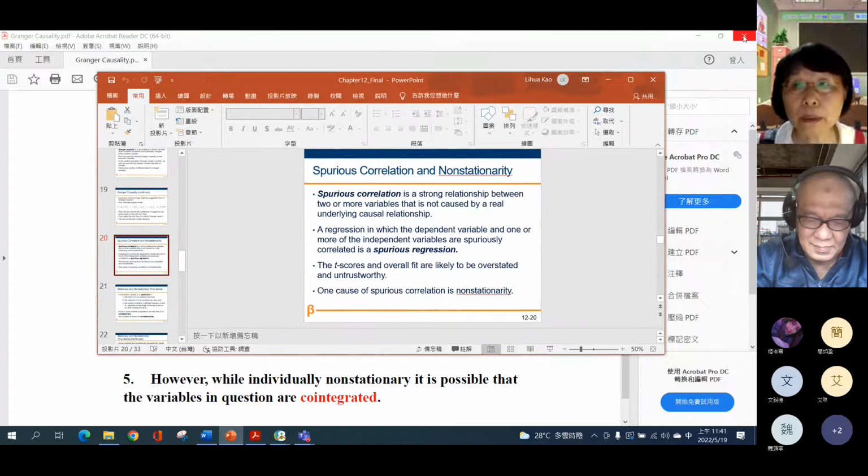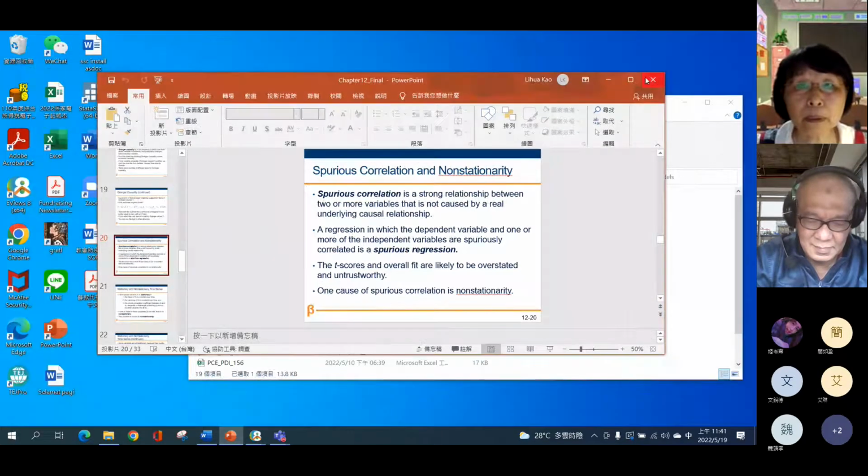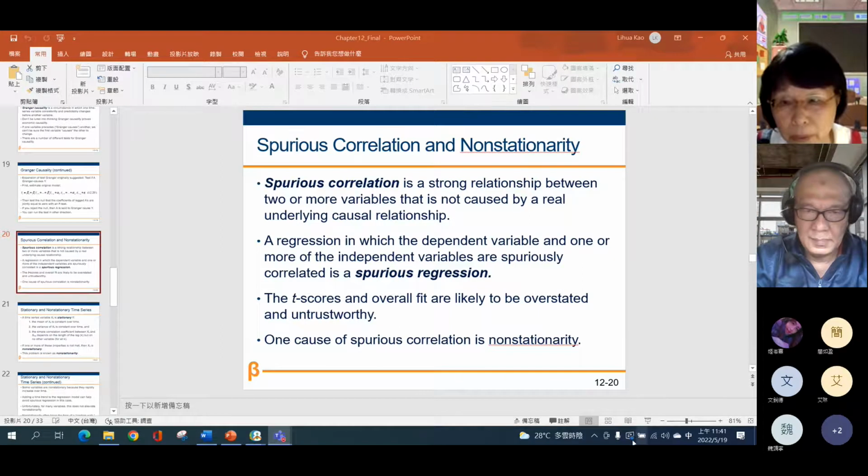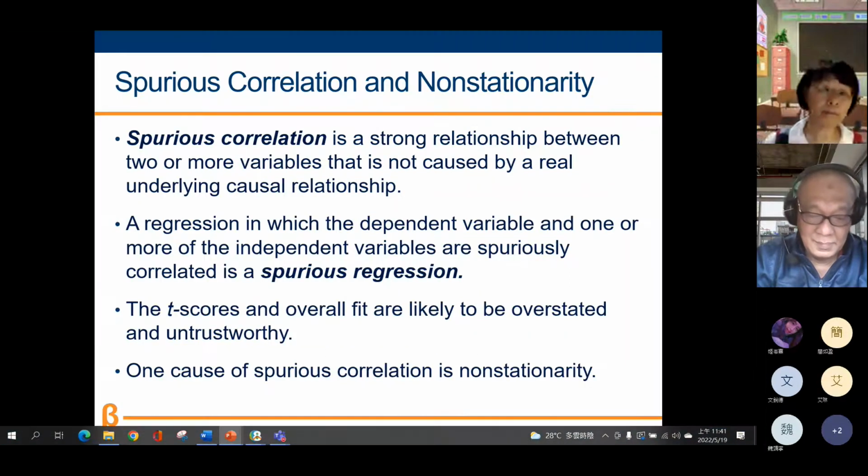Okay, let me start this one and let me do this one and let me see this one. All right, this starts section 12.5.